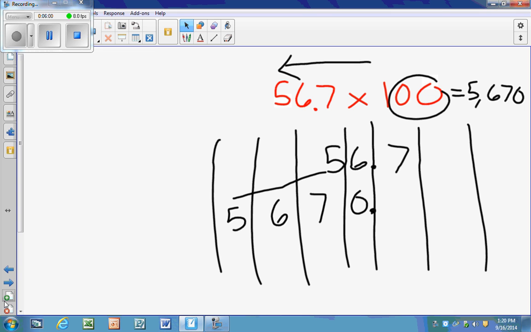That is how I move my decimals through the place value chart when I'm multiplying or dividing by tens, hundreds, or thousands.